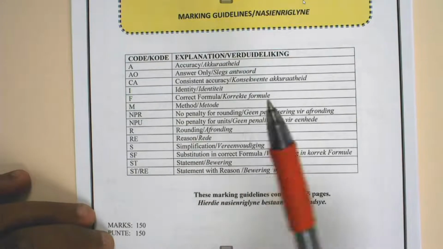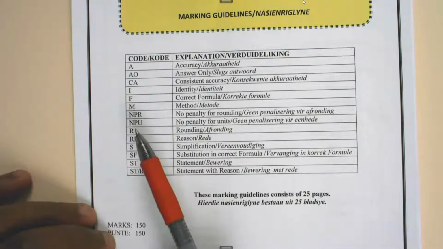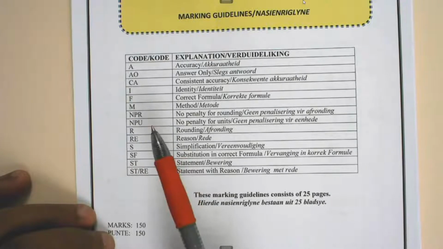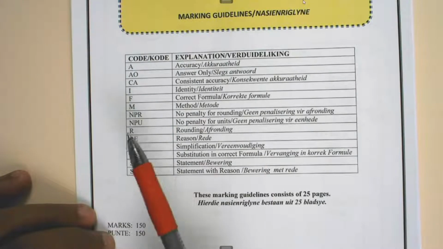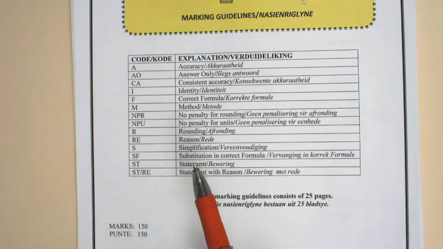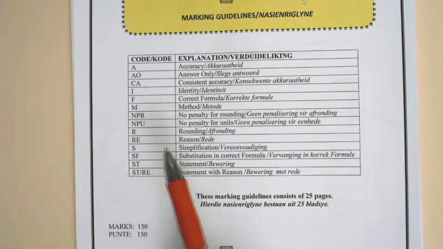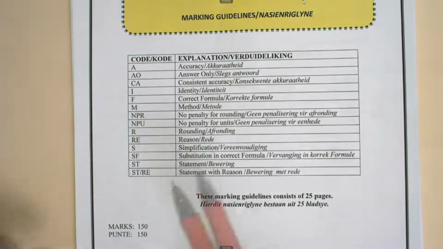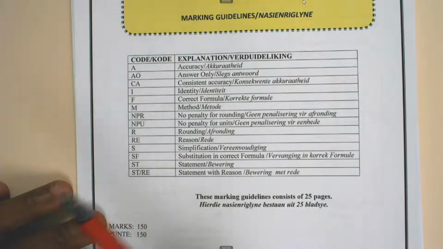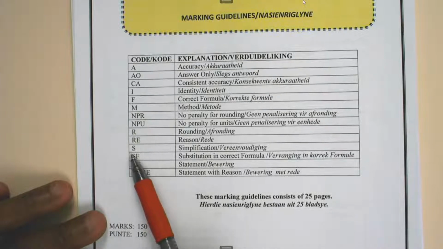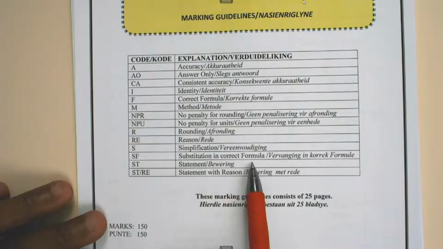And then it will be indicated that you should not penalize a learner for incorrect units or units not being written. You only look at the value that is being calculated by the learner. And the other one is R, which is rounding. Where you see R, it means the learner is penalized for that question if rounding is not correct. And then RE is for reason, particularly in Euclid geometry, where learners are finding the angles and give reasons for the magnitude of angles found.